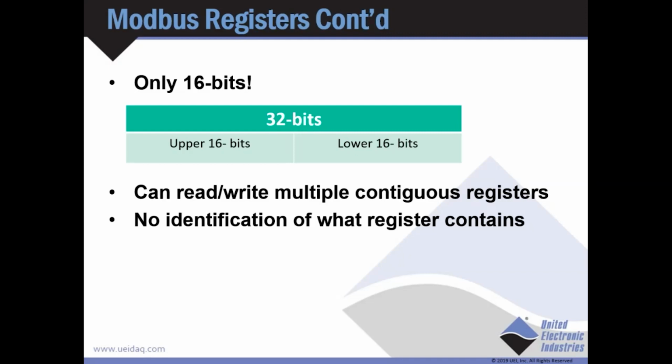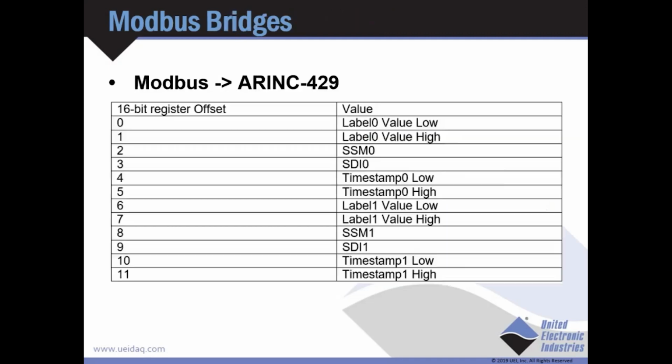So these 16-bit Modbus registers really do allow for flexibility at the same time. So we can have Modbus bridges. Even though Modbus wasn't created with the intention of supporting serial or ARINC 429 or other avionics protocols, it can be implemented by using those registers.